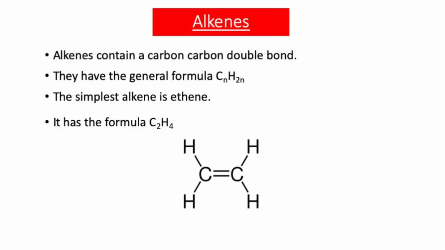In our previous video lessons on hydrocarbons, we've learned that alkenes contain a carbon-carbon double bond, and they have the general formula CnH2n. Now this means that however many carbons you have, double the number of hydrogens. The simplest alkene is ethene, and its molecular formula is C2H4. This slide also shows its structural formula, and you can see clearly that it has a carbon-carbon double bond and 4 single covalent bonds to hydrogens.